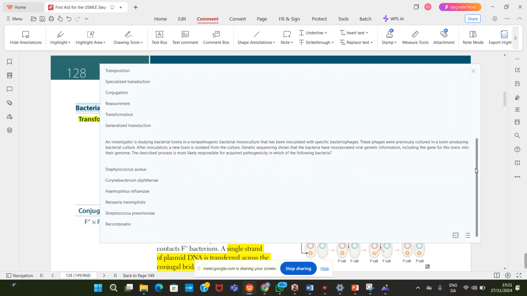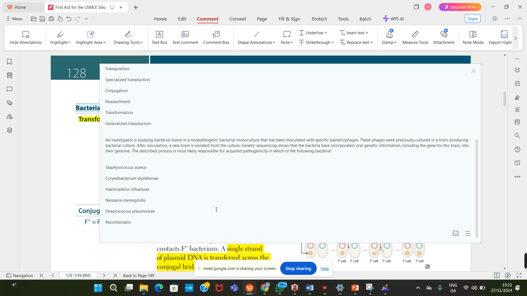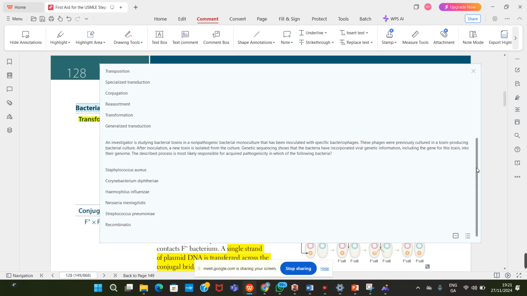Reassortment is very common in viruses, usually. So not here. Sorry. When we get to viruses, we start talking about reassortment. This is a bacteria, you will not expect reassortment to happen.